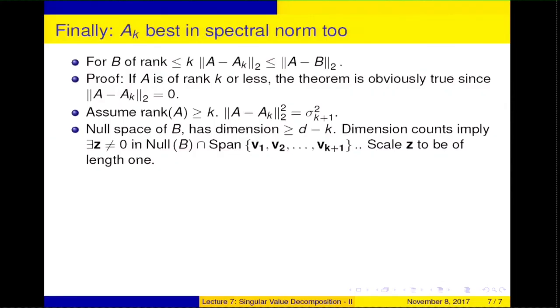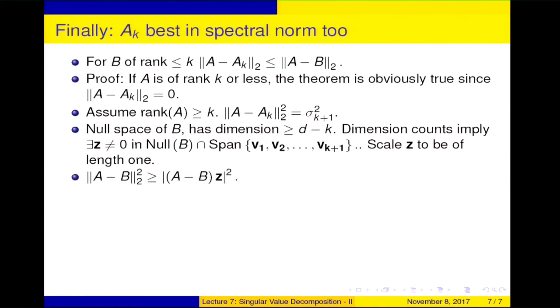Now you scale z to be of length 1. I can always do that and still be in the subspaces. Now what can we say with z? So A minus B, I'm trying to prove, is not too small. It's bigger than at least what z does to A minus B, because this is the spectral norm. This is the max over all vectors, so it's certainly greater than or equal to what happens with z. Now Bz is 0, so this is just equal to Az.